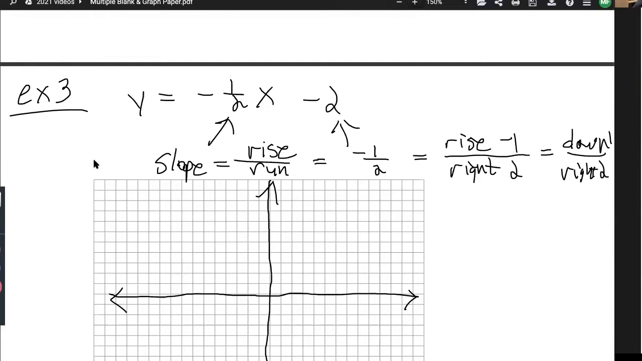Down 1, right 2. So where do we start? We start at this y-axis intercept. That's at -2. So I'm going to go right there. And then I'm going to go down 1, right 2. From here, down 1, right 2. Down 1, right 2. See how I'm getting that slope? That looks good, right? So that's it. You can check it with some x's and y's if you want, but that's going to work.